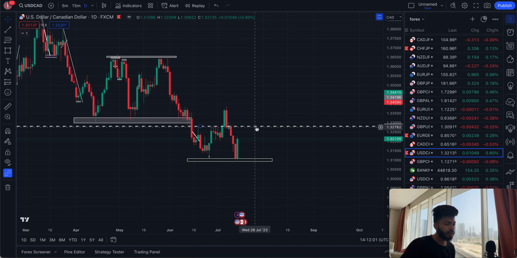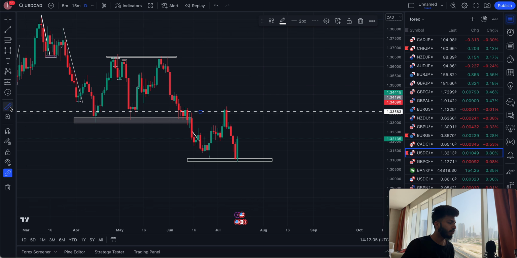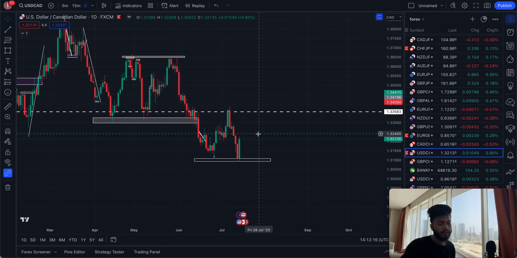So what we can expect is price movement up to the neckline. Using the scale tool to calculate, this is around 130 pips. If you are able to catch 70 to 80 pips, that's more than sufficient for you. So take your target accordingly in this USD CAD. Okay, so let's go up.